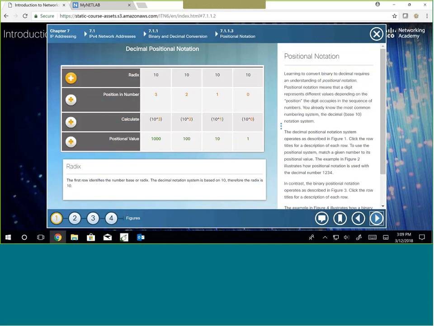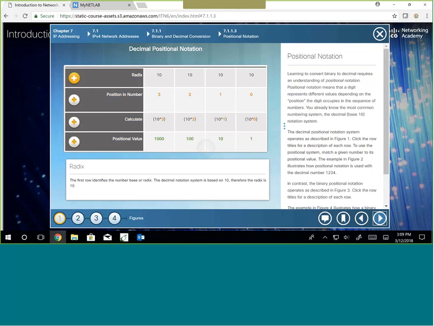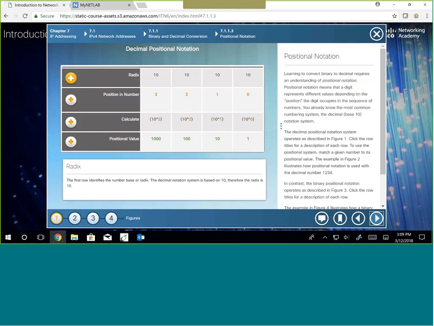Again, positional notation: you see the radix, and this is base 10. Positioning the number, this is exactly what I was showing you, and this is 10 to the third. This is 3,210. You'll notice that we have 3 times 1,000, 2 times 100, 1 times 10, and 0 times 1. Really, you end up saying you have 0 ones, 1 ten, 2 hundreds, and 3 thousands.